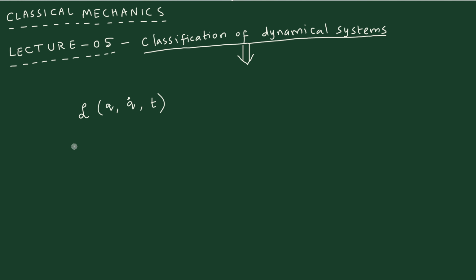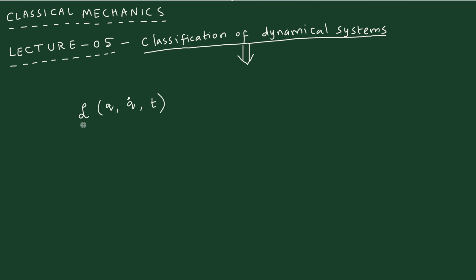This is the place where we stopped in the last class, and we need a little bit of explanation on this. Then we can proceed further in today's discussion, namely the classification of dynamical systems. So the title is written here on the top. We are planning to have a classification of a variety of dynamical systems based on the appearance of the Lagrangian and based on some conditions.